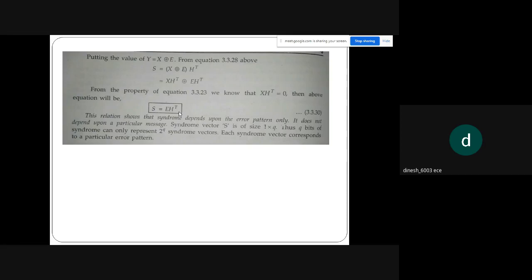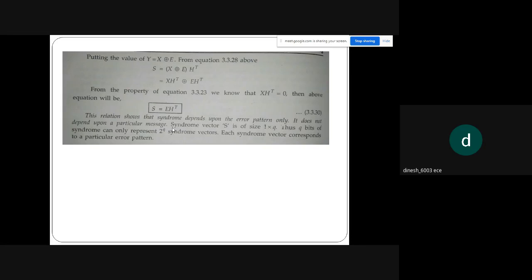So by the property of syndrome, we get S is equal to E H transpose. So this is the relation that the syndrome depends upon the error pattern only. The syndrome doesn't depend upon the particular message. It depends only on the error. If error is there, we'll be calculating the syndrome vector. So if syndrome vector is calculated, we can easily rectify the errors.